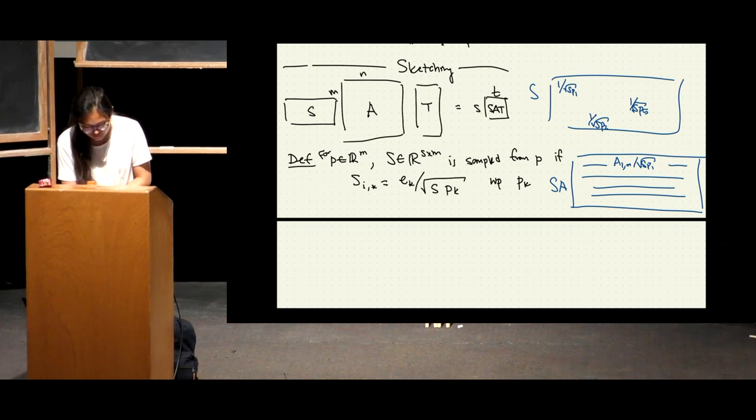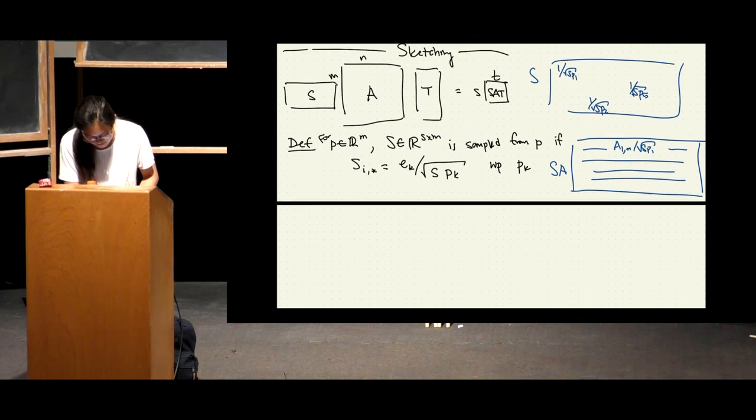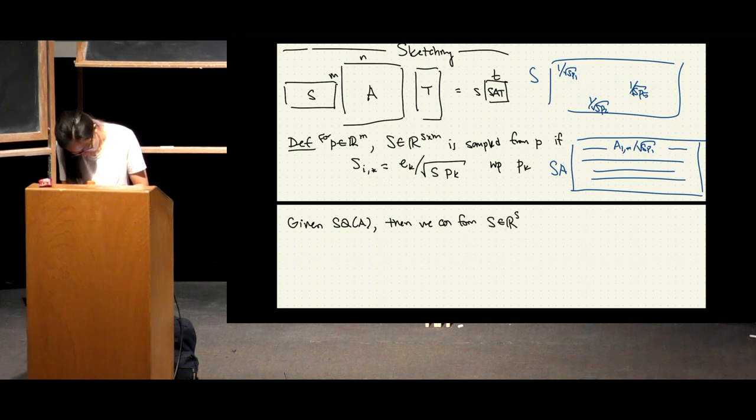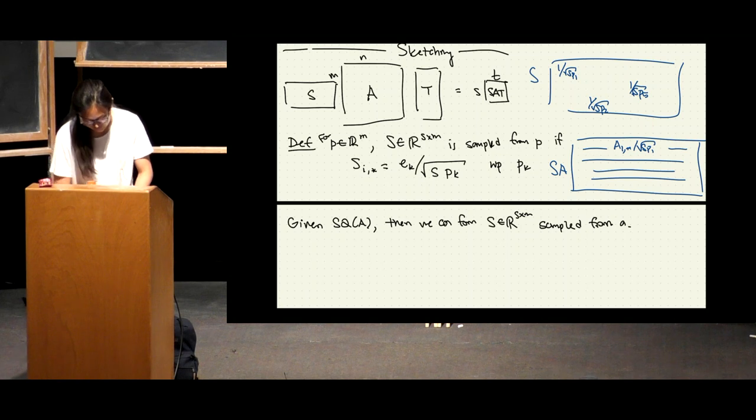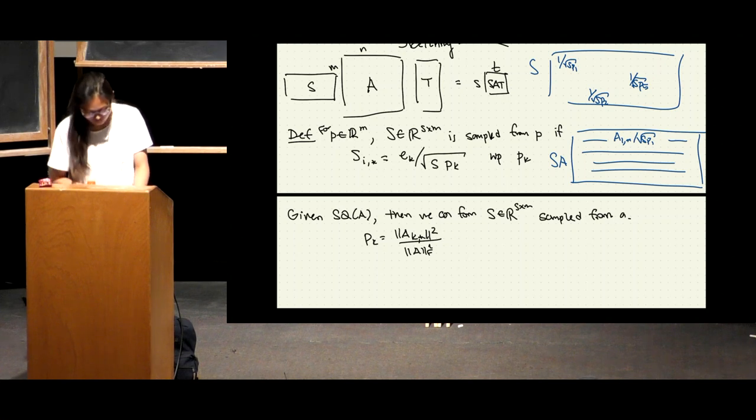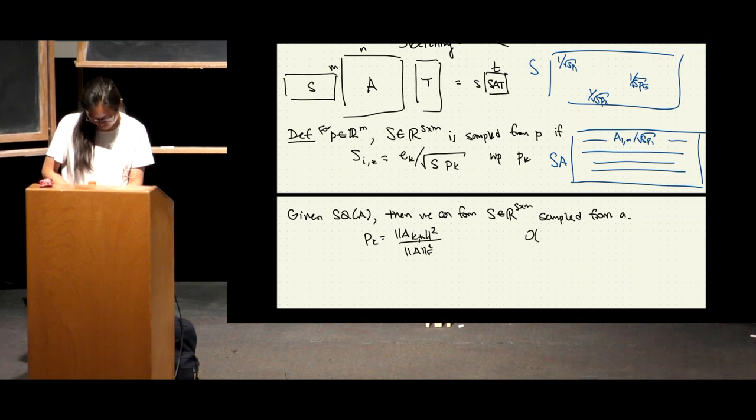And the thing to note is that if we have sampling query access to A, then we can form some sketch S efficiently. What we do is we sample from little a, which is our vector of row norms. In particular, our probabilities are going to be the row norms squared, rescaled by the Frobenius norm squared. Okay, and you can sort of see how to do this. So this will take O of s queries.